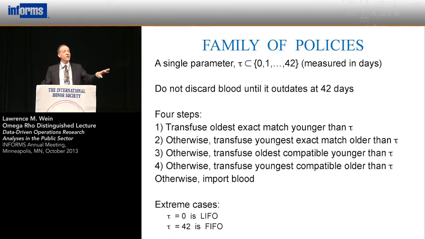We find some 11-day-old blood, and we transfuse that. If there's no blood younger than 14 days, then we look at the youngest blood older than 14 days. We look for 15-day-old blood, we don't have that. 16-day-olds, we don't have that. Oh, there's some 17-day-old blood, and so we transfuse that. And then if we don't have A positive blood, we do the same thing again, but with the compatible blood. This class of policies really provides a continuum from LIFO to FIFO. If you set tau equal to 0, this is LIFO, and if you set tau equal to 42 days, this is FIFO.